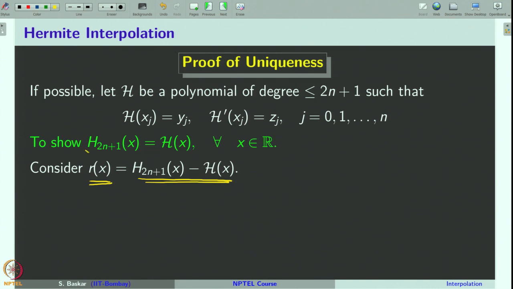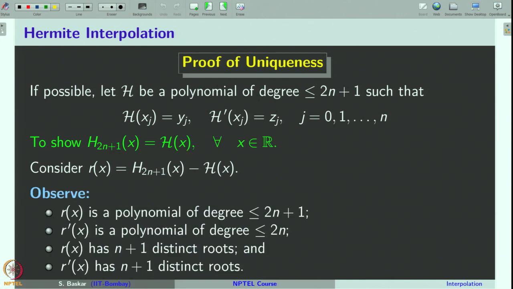Therefore, in order to prove that these polynomials are equal for all x, we have to prove that R of x equal to 0 for all x, right? To do this, let us first observe the following properties of R of x. First is that since both h and script h are polynomials of degree less than or equal to 2n plus 1, you can see that R of x is also a polynomial of degree less than or equal to 2n plus 1, right? Second thing is, since R is a polynomial of degree less than or equal to 2n plus 1, R dash of x will be a polynomial of degree less than or equal to 2n.